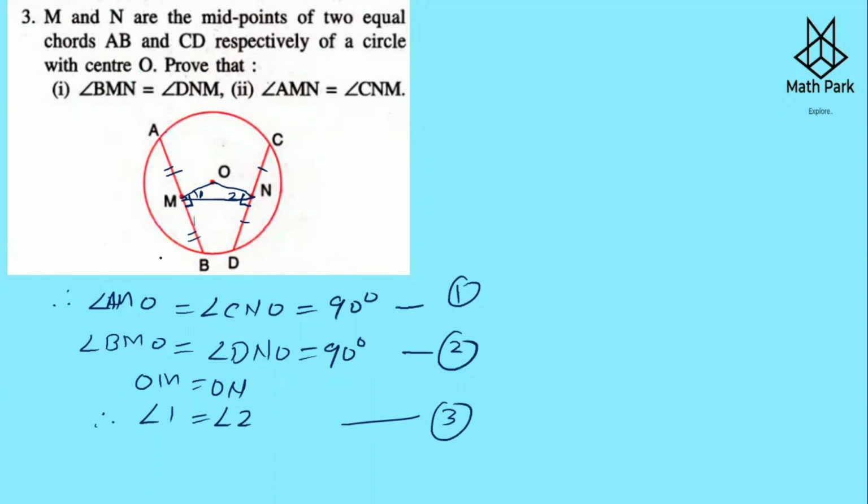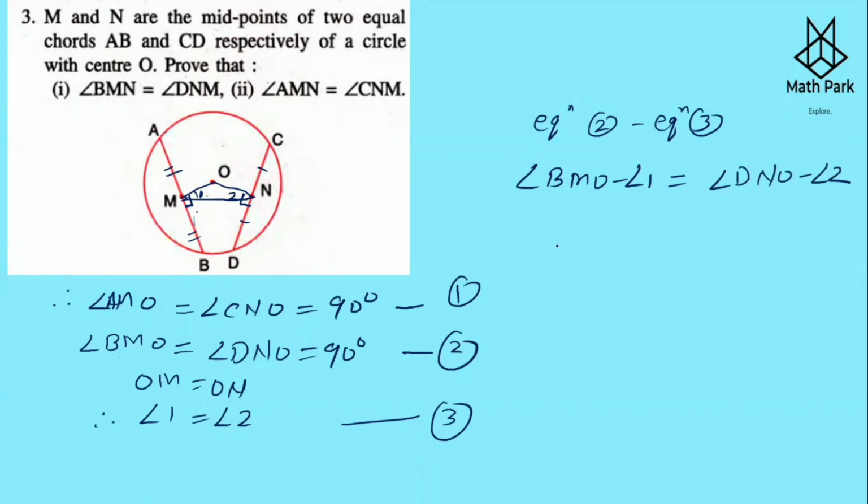Now we want to prove BMN. So what should I do to get BMN, this part of the angle? From this BMO, if I subtract angle 1, equals are subtracted from equals. So we do equation 2 minus equation 3. That is angle BMO minus angle 1 is equal to angle DNO minus angle 2. Since they are equals, now what is left over here? You are left with angle BMN, and DNO minus angle 2 is nothing but angle DNM. So angle BMN is equal to angle DNM, and thus we are done with the first part.